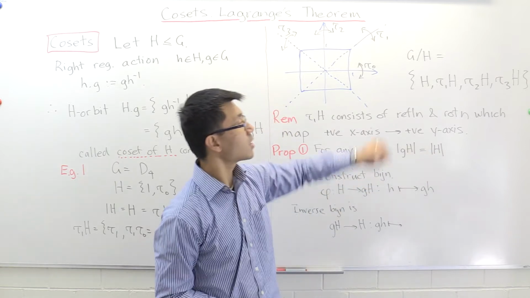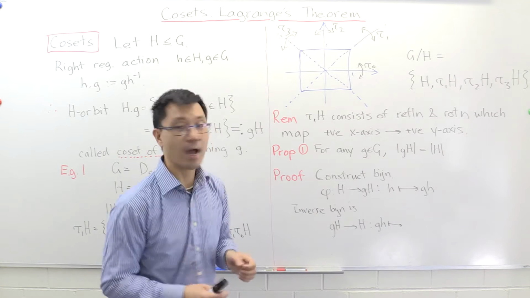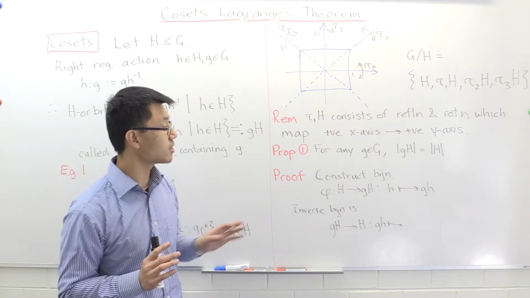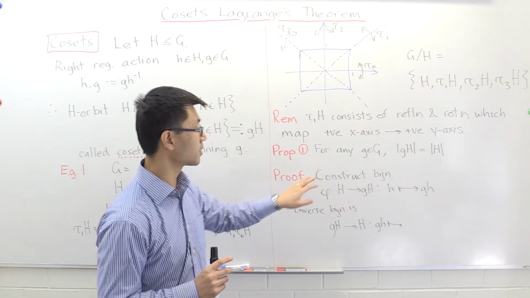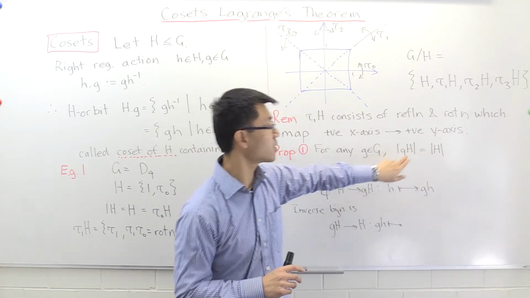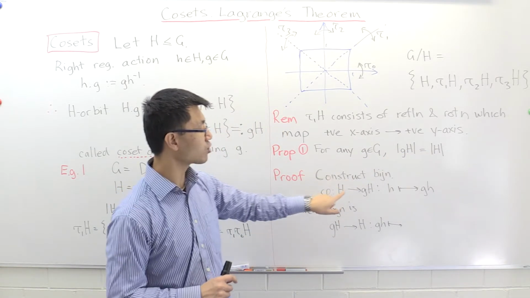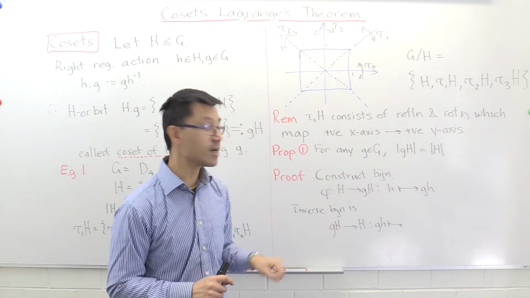Okay, so in other words, all these cosets have the same cardinality. And the proof of this is actually quite simple and instructive to have a look at. So to do that, I just need to construct a bijection between these two cosets. And how do I do that? I want a function from H to gH, and there's a very natural one.